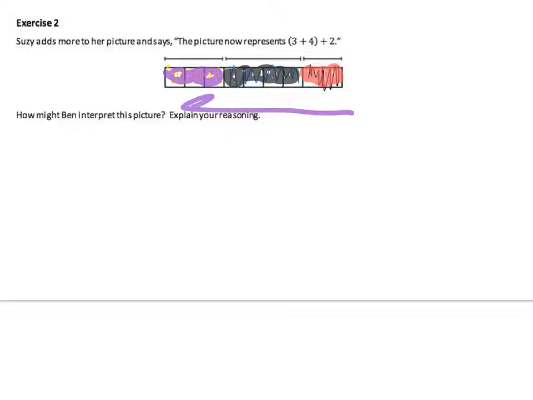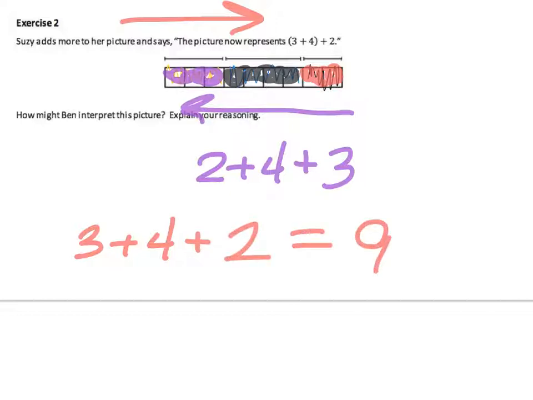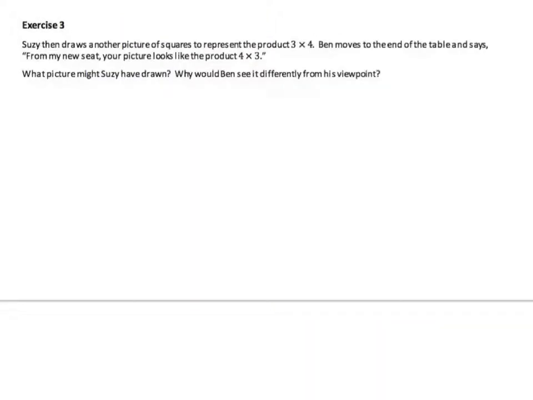Ben's reading in this direction, and he reads 2 plus 4 plus 3. I think Ben's supposed to be red, so we're going to switch colors. Susie's reading from this direction, and she's reading 3 plus 4 plus 2. Do I get the same answer both times? Yes, I do.